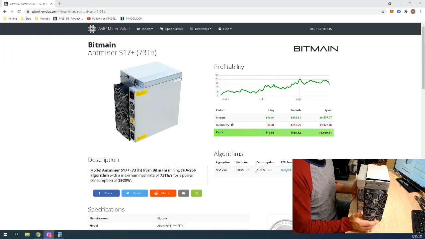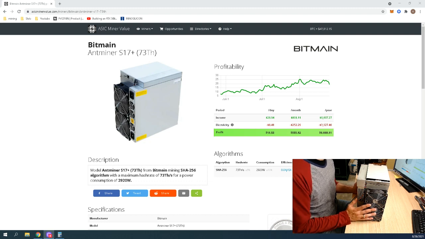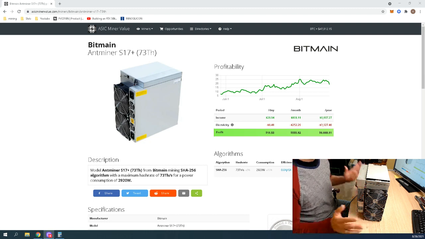Euclid Mining. Today we are going to be breaking down an S17 Plus 73 terahash Bitmain ASIC miner. That's an application specific integrated circuit. These machines are purpose built for doing one thing and one algorithm. This one here is SHA-256. It goes after mainly Bitcoin. There are other coins and things you can do with this, but Bitcoin is the most profitable, so this is what you would do with it. So let's get into this one.